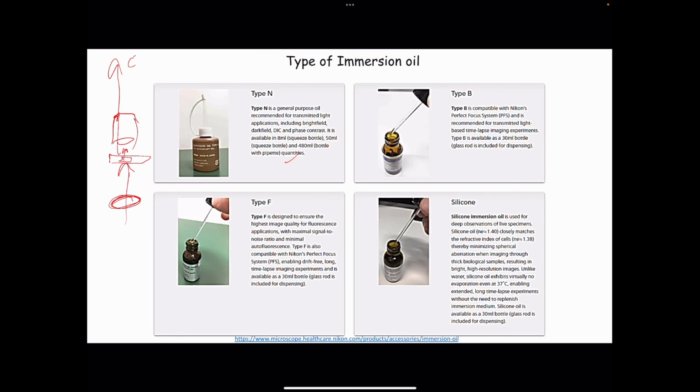Now type B oil is basically compatible for the same purpose, transmitted light microscopy. However, it is actually used for long range experiments. Okay, now I have to bring in the concept of drift correction. So what happens? Suppose you have an epi illumination in your microscope. I have to draw this.